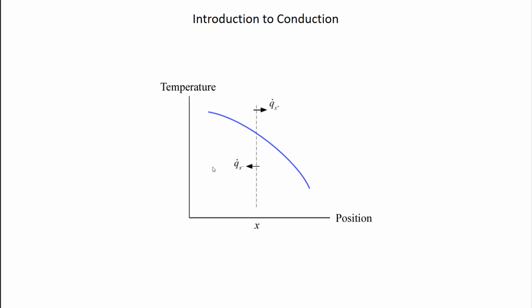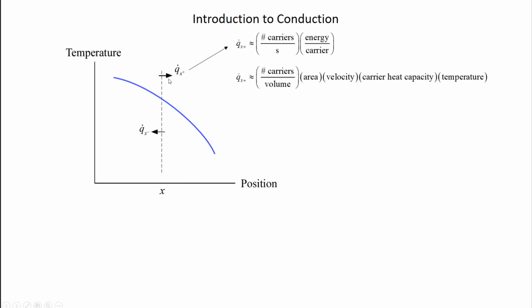All right, so let's focus on one of these terms. First, let's focus on q̇x+. So q̇x+ at the microscopic level is related to the number of energy carriers per second crossing the plane in the positive x direction, and then you need to multiply that by the energy that each carrier has. So number of carriers per second multiplied by energy per carrier, I get energy per second, watts. That's exactly what I'm looking for.